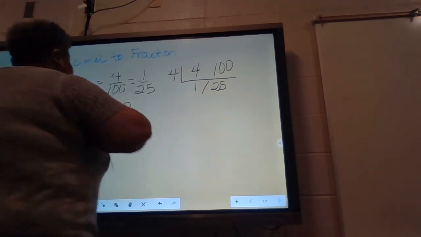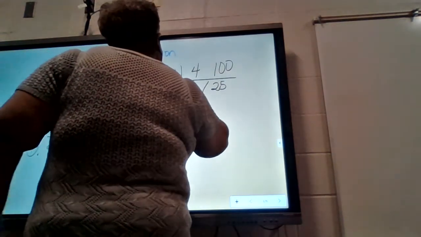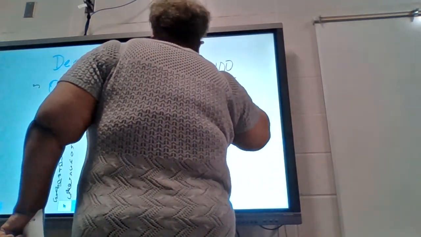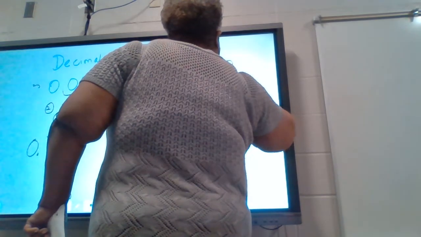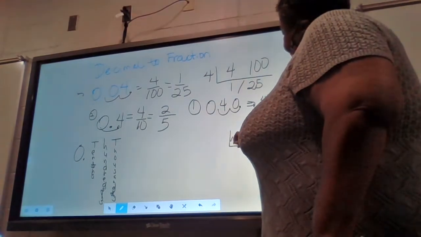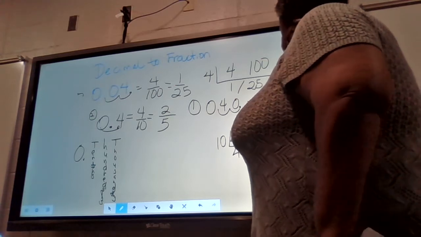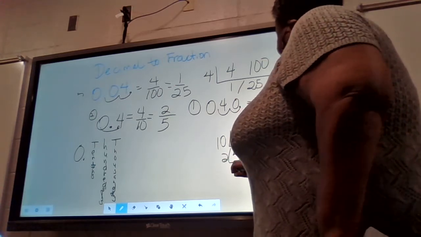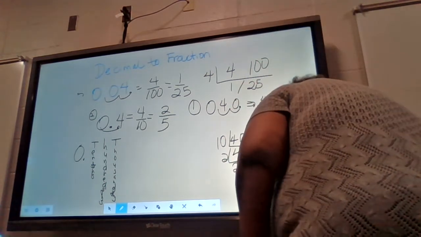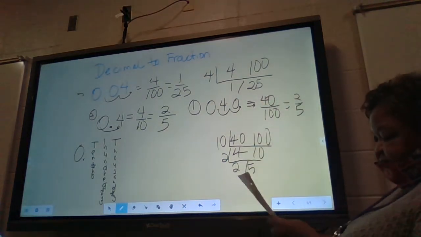Or I can do it this way. So this is the second method. First method is what we said. Move it over 2 places to the right. So 1, 2. That will give me 40. Then I put 40 over 100, and then I simplify that. I know that 10 goes into both of them because it ends in 0. And then I know that 2 goes into both of them because they're even. Same thing. We get to the same point with 2 different methods.